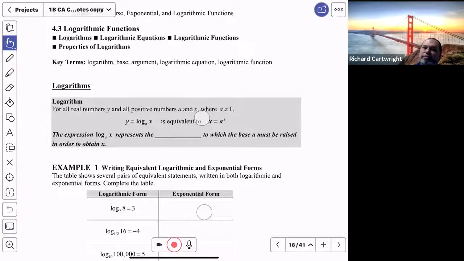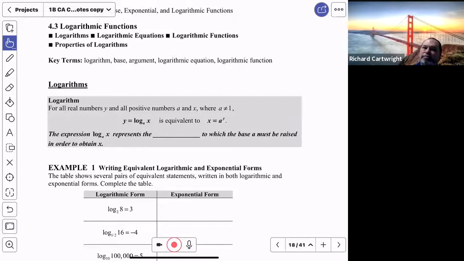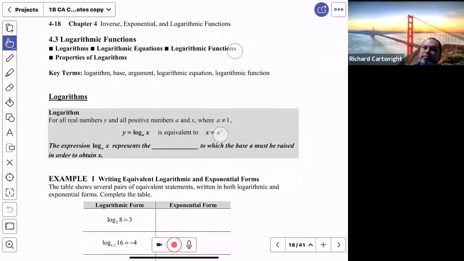That takes us to lesson 3. The inverse of exponential is logarithmic. So we should have a fairly good idea, when I said inverse, what that meant. Let me give you an idea.